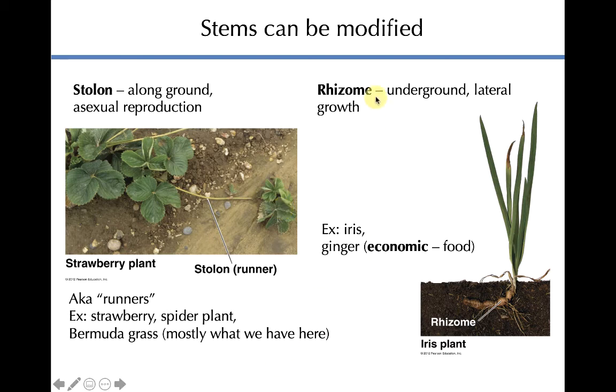And then there's our rhizomes, which are horizontal as well, but they're under the ground and they're fat. They are also used for lateral growth. So irises, ginger is a classic one. So people talk about ginger root, but that's not right. Ginger is a rhizome stem underground.